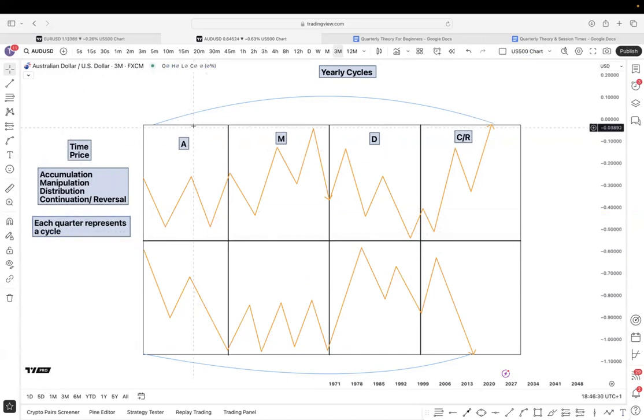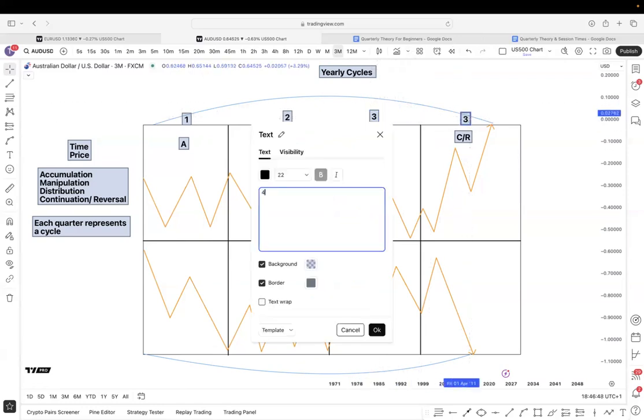So that would basically be here cycle one. So we would have cycle one. We would then have cycle two. We would then have cycle three. We would then have cycle four.